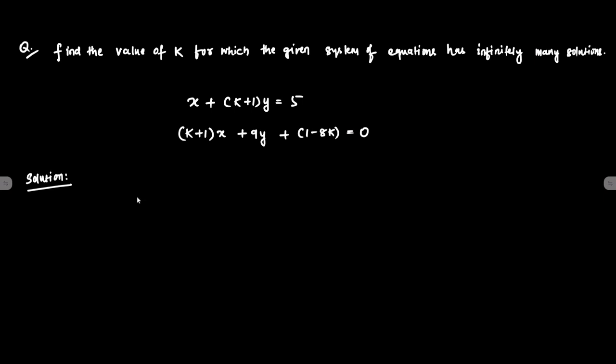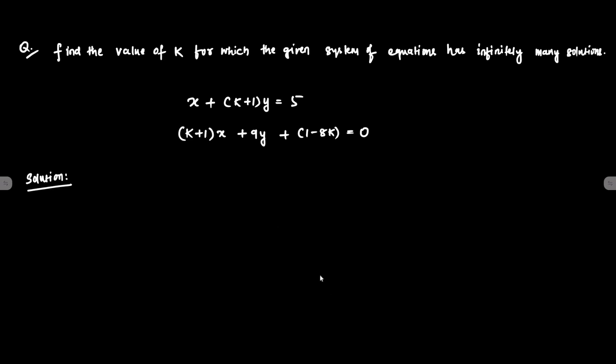So here is another question on conditions for solvability of linear equations in two variables. Here we have to find the value of k for which the given system of equations below have infinitely many solutions. The equations are x plus (k plus 1)y is equal to 5 and (k plus 1)x plus 9y plus 1 minus 8k is equal to 0.